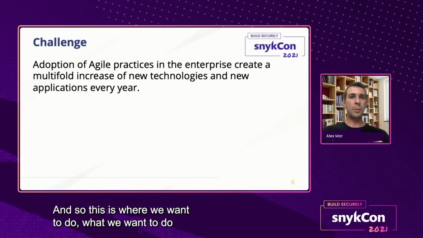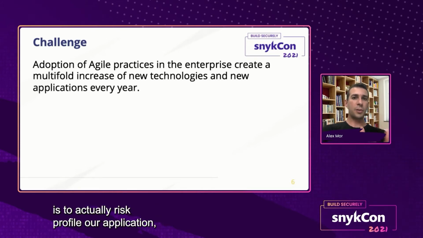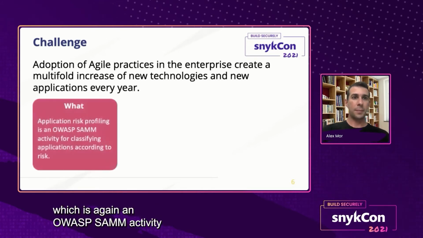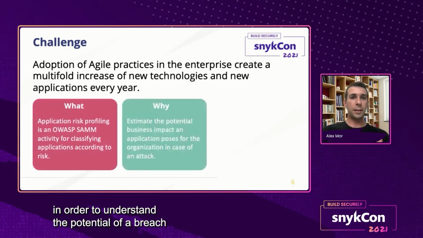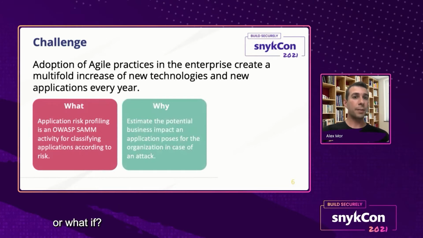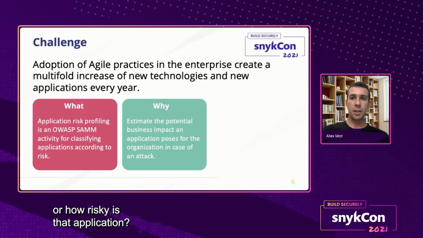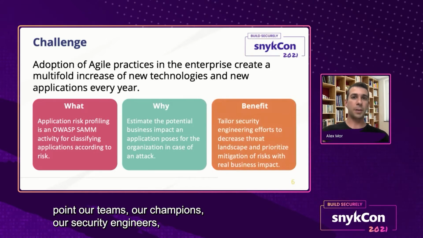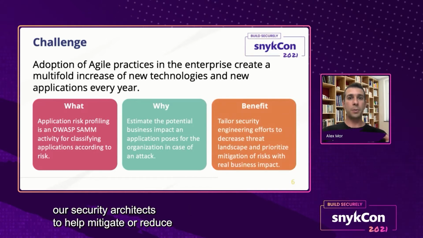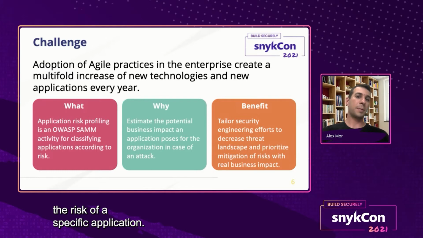And so what we want to do is to actually risk profile our application, which is, again, an OWASP SAMM activity, in order to understand the potential of a breach, or what if, right? What if an application is breached, or how risky is that application? And for us to be able to point our efforts, our teams, our champions, our security engineers, our security architects to help mitigate or reduce the risk of a specific application.